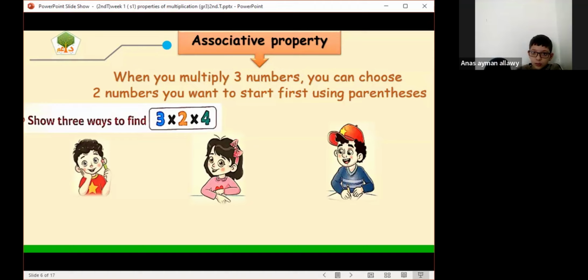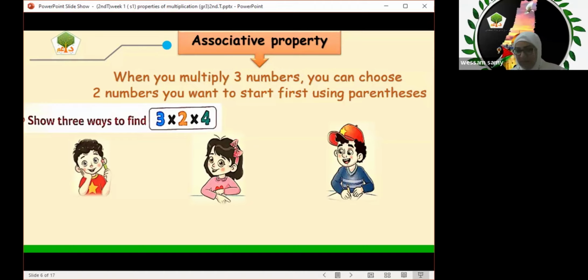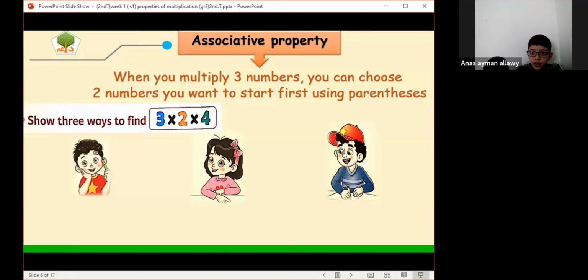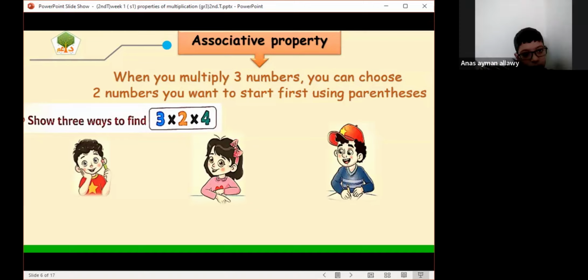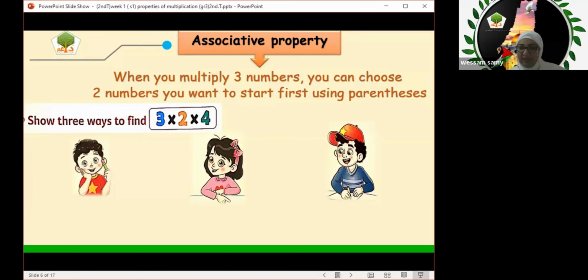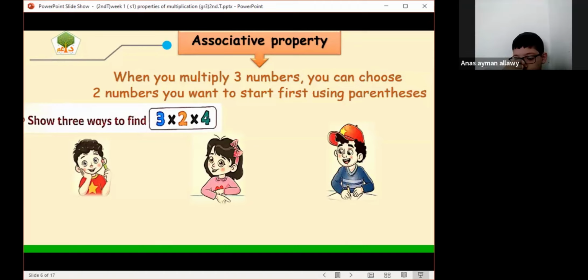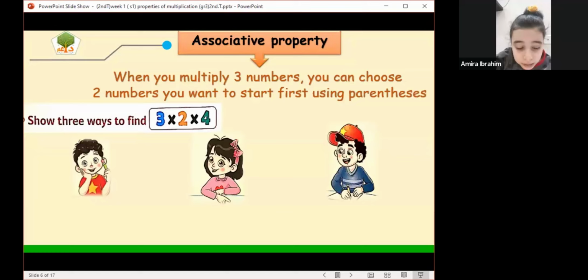When you multiply three numbers, you can choose two numbers you want to start first, multiply them. Okay, who else wants to explain for us what is the associative property? Anyone else can add anything? Okay, yes, Rahma, let me listen to you. Three ways to find the multiplication.